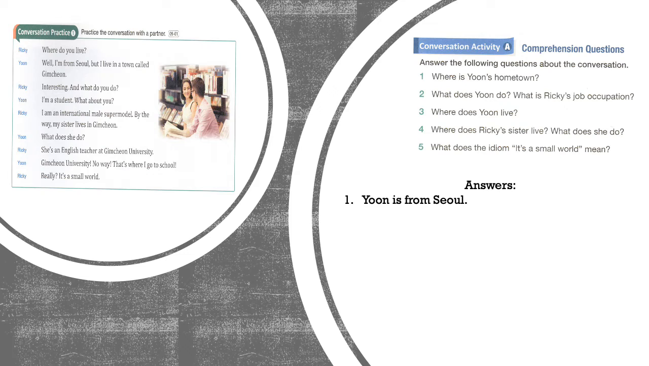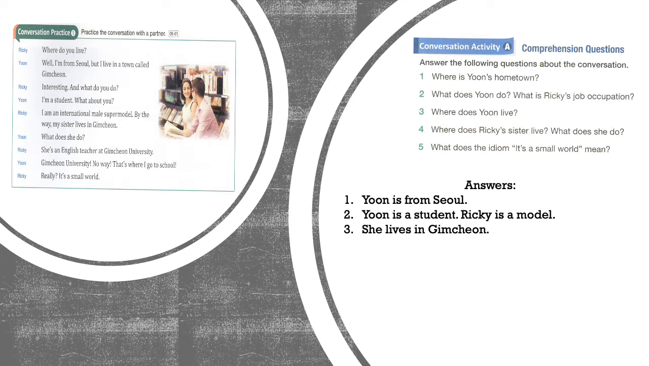Number 2, what does Yoon do? So this is asking about what? That's right, Yoon's job. And Yoon says, I'm a student. And what about Ricky? Ricky is a model. So Yoon is a student and Ricky is a model. We know both of their jobs, their occupations. Number 3, where does Yoon live? So we know she's from Seoul, and she said what? I live in a town called Gimcheon. So she lives in Gimcheon now.